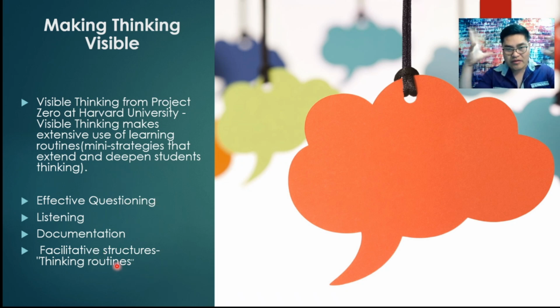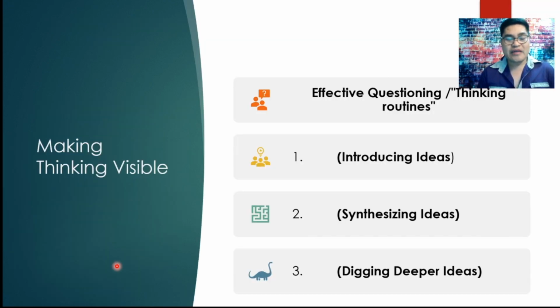So what are the different ways to incorporate rigor when we are allowing them to use making thinking visible using the thinking routines? So what are those? Well, in making thinking visible, it is divided into three aspects of thinking routines. The first one is when you are introducing ideas. The second one is when you are synthesizing ideas.